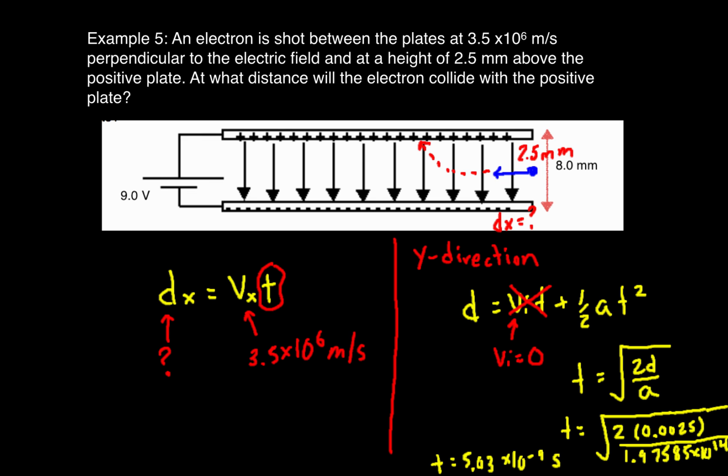You can use this time in the x direction to find dx. dx equals vx times t, which is 3.5 times 10 to the 6, the original velocity in the x direction, times the time we just found, 5.03 times 10 to the negative 9. This tells us the distance along the plate that the electron collides is equal to 0.0176 meters, or 17.6 millimeters.